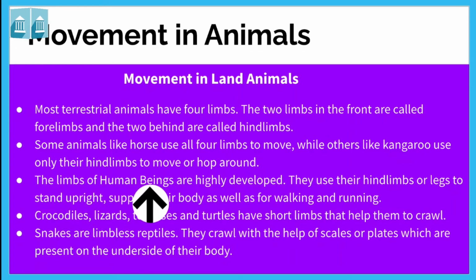The limbs of human beings are highly developed. They use their hind limbs or legs to stand upright, support their body as well as for walking and running. Crocodiles, lizards, tortoises and turtles have short limbs that help them to crawl. Snakes, which are limbless reptiles, crawl with the help of scales or plates which are present on the underside of their body.